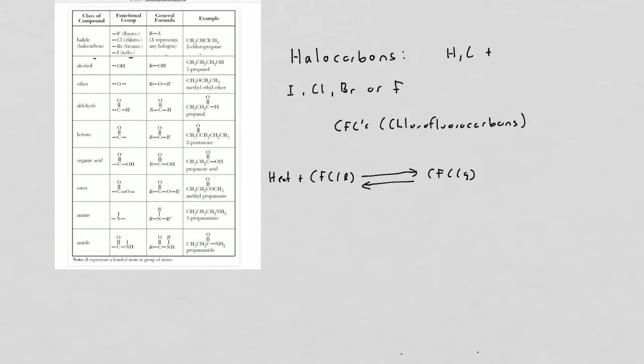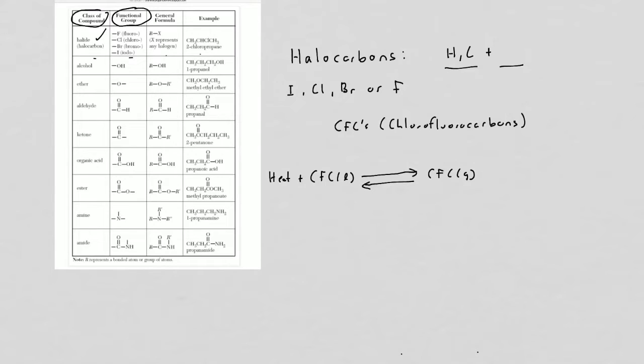So the next series of videos will deal with different what they call classes of compounds. Classes of compounds in organic chemistry are not hydrocarbons. So a class of compounds has hydrogen and carbon and something else, and that something else is called the functional group. In this video we're going to deal with one class of compounds called the halides or halocarbons.